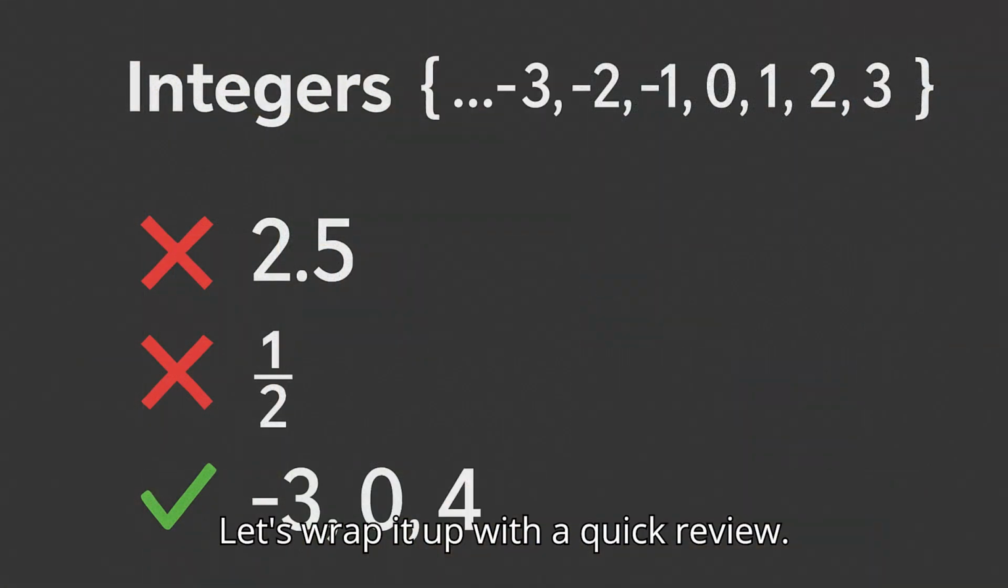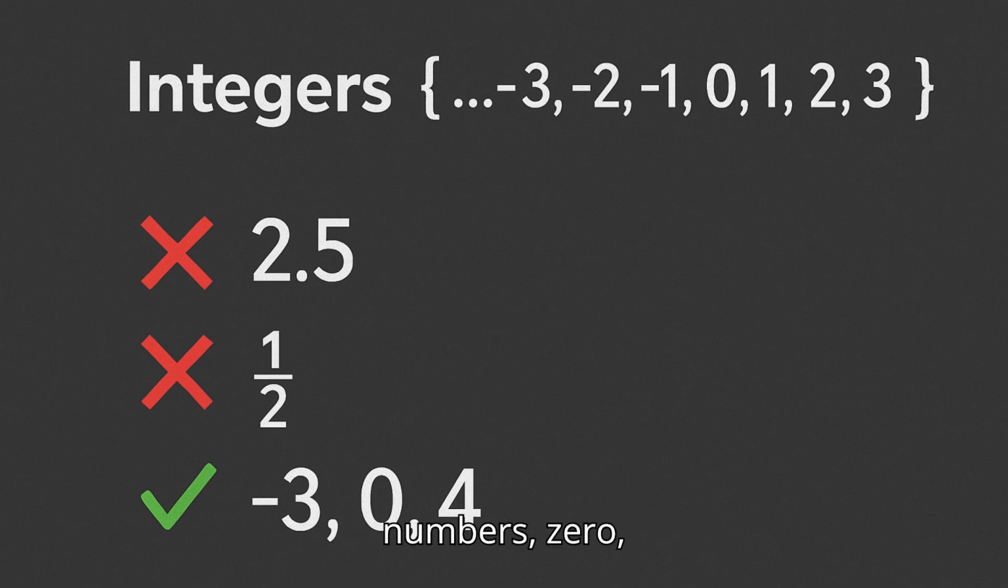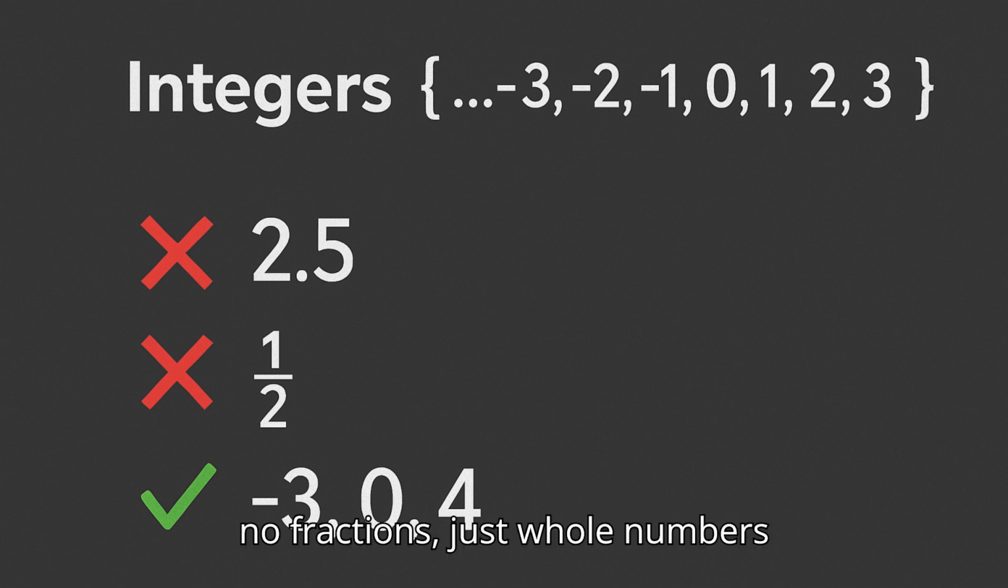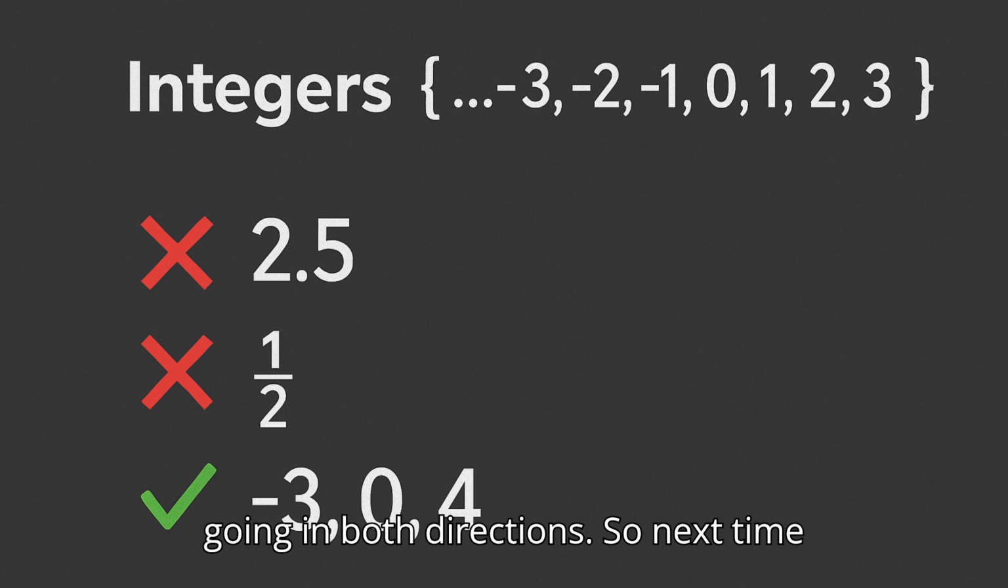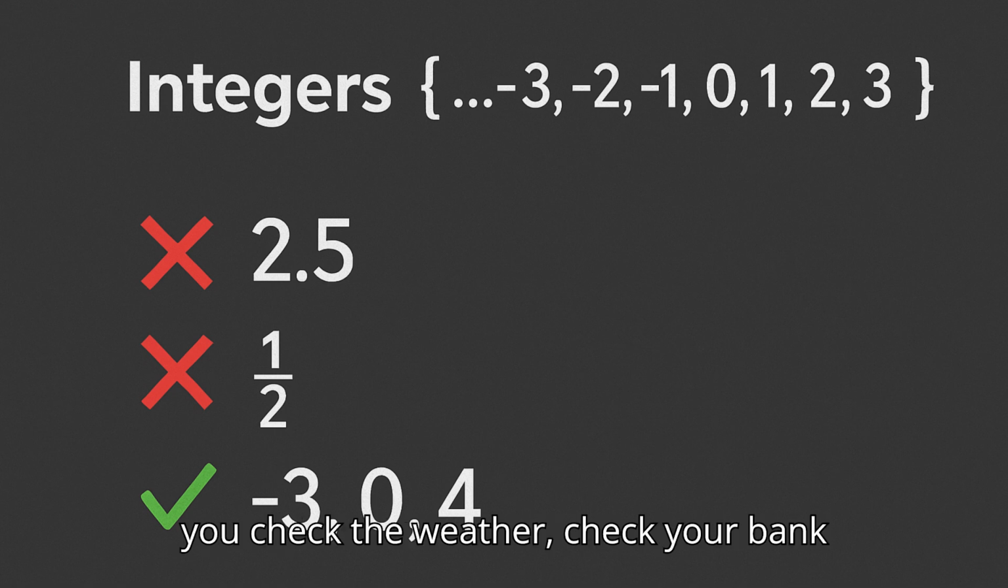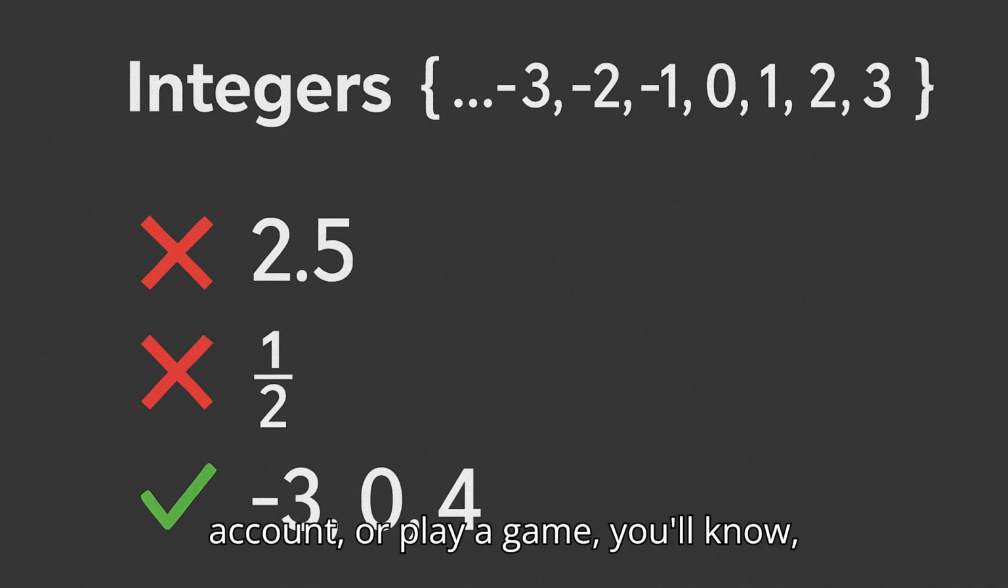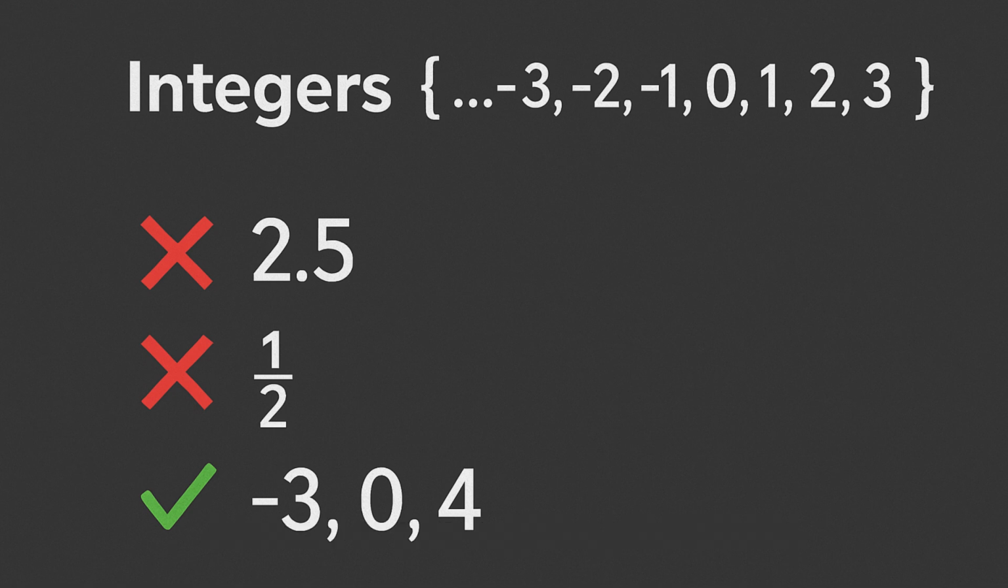Let's wrap it up with a quick review. Integers include negative numbers, 0, and positive numbers. No decimals, no fractions, just whole numbers going in both directions. So next time you check the weather, check your bank account, or play a game, you'll know, hey, I'm using integers.